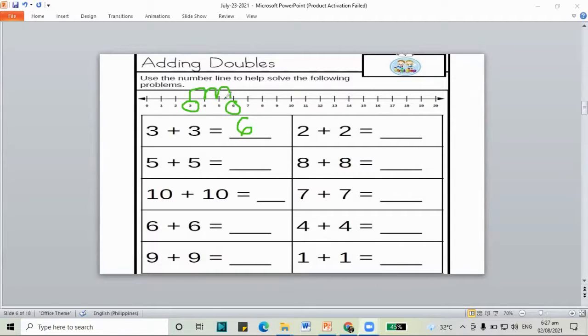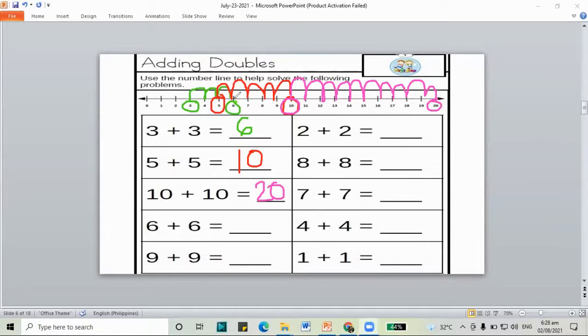Next one, 5 plus 5. Let's jump 5 times. 1, 2, 3, 4, 5. 5 plus 5, that is 10. If we have 10 plus 10, let's jump 10 times. 1, 2, 3, 4, 5, 6, 7, 8, 9, and 10. 10 plus 10 is equal to 20.